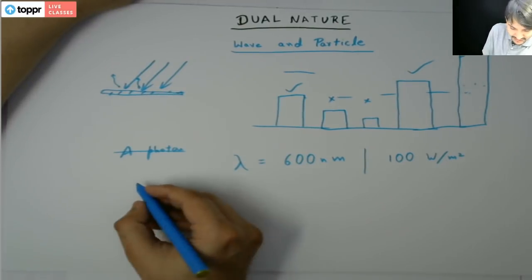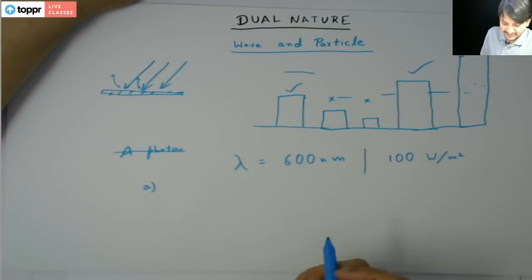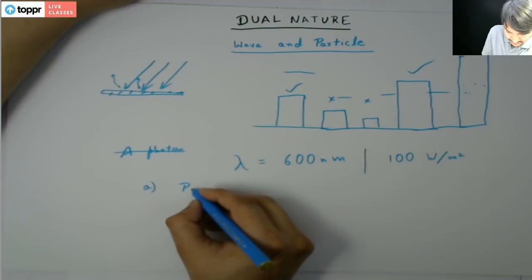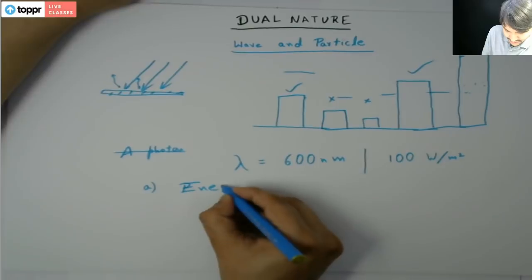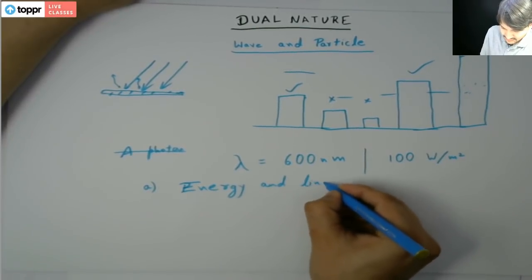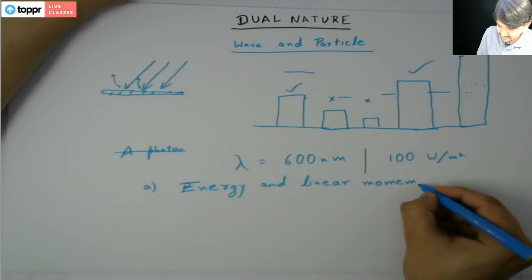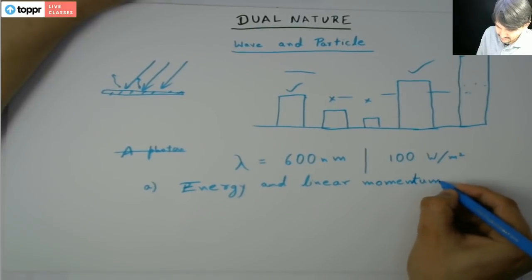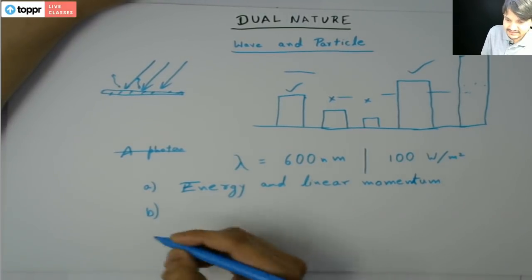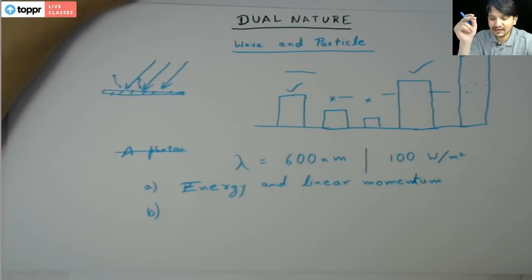Now, the first question is, find the energy and linear momentum of each photon. And the second part is the energy crossing 1 centimeter square in 1 second, that the question says to us.